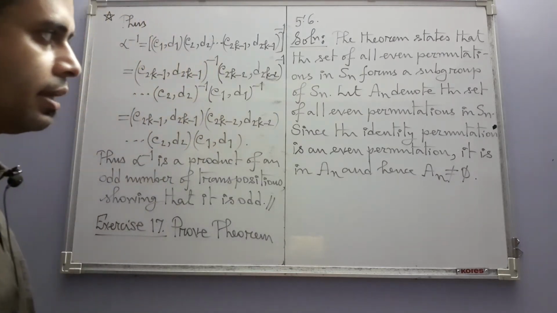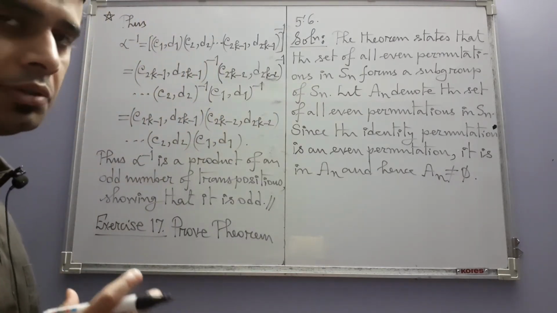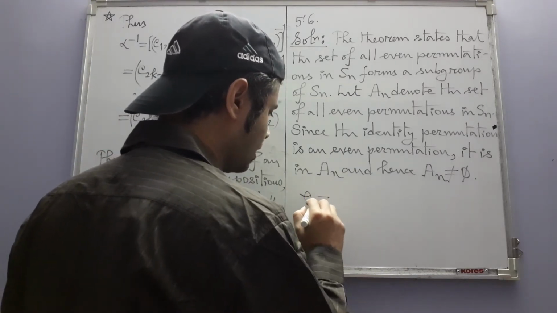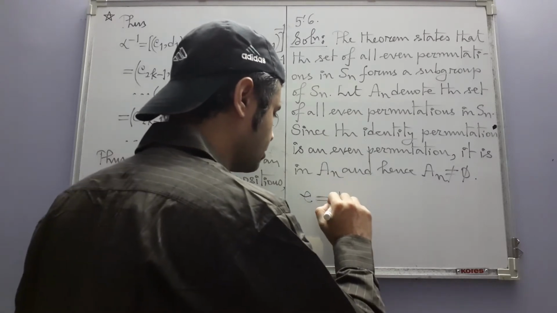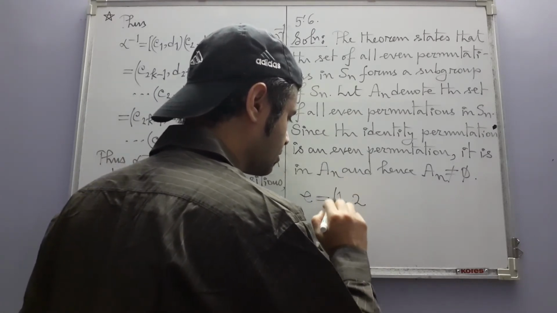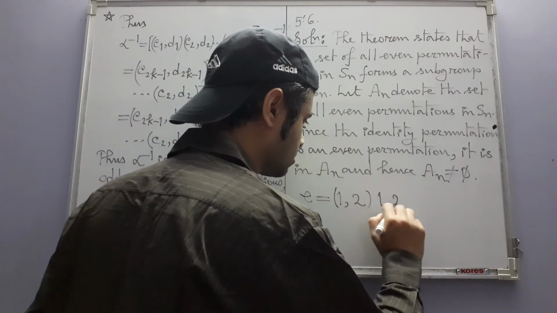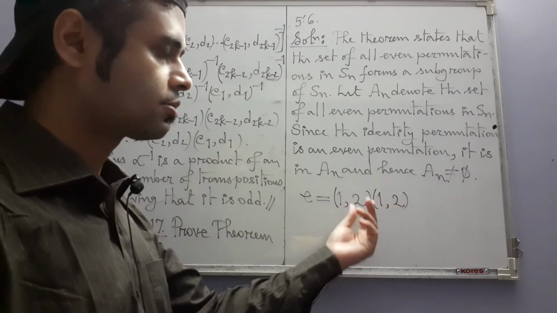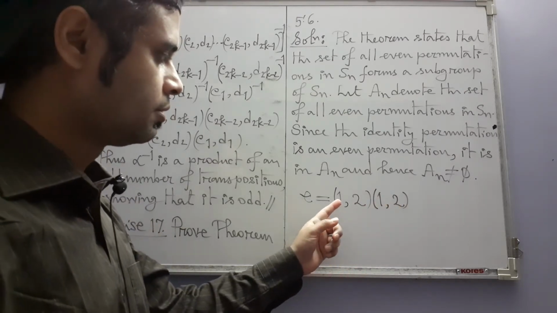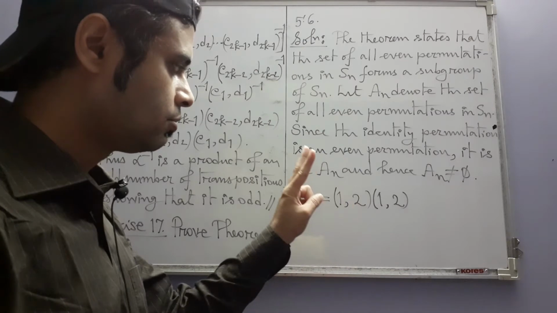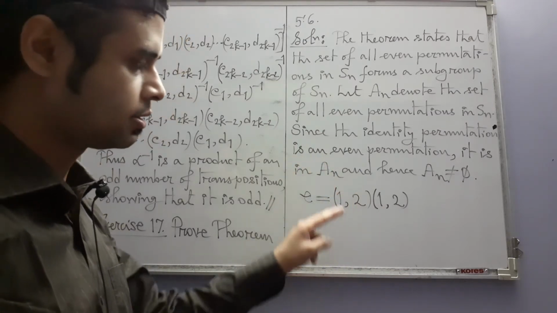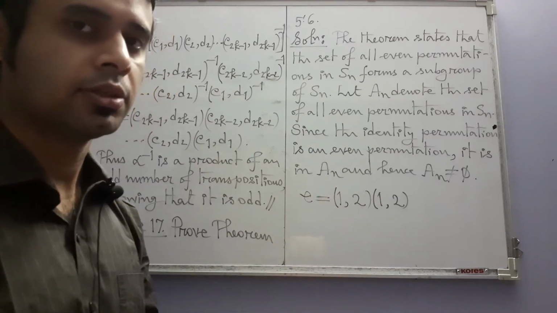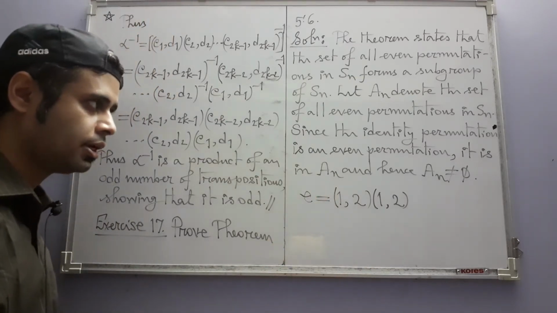And if you are wondering exactly how the identity permutation is an even permutation, consider this. The identity permutation can be written as the product of these two cycles. Since it's a 2 cycle, its square is the identity, and in this representation there are two transpositions, and that number 2 is even. So by the definition, E is an even permutation. That's it. So E belongs to An.